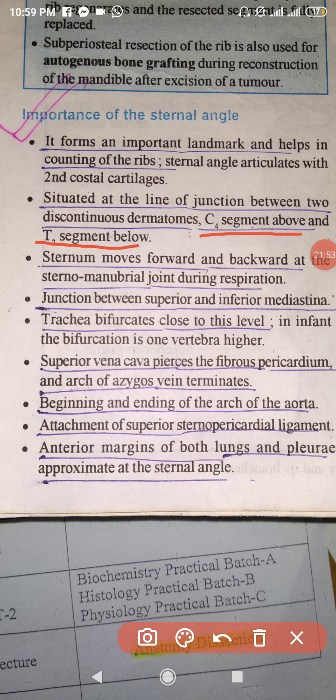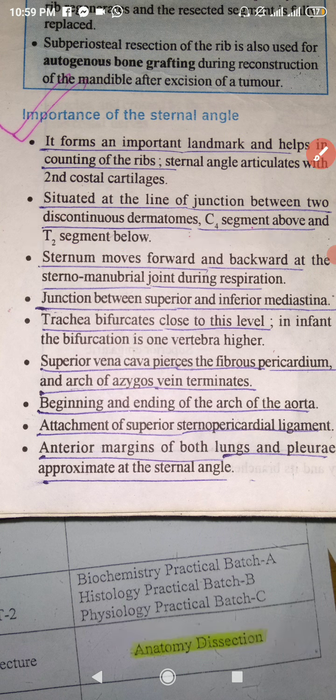So we are talking about the dermatomes. A dermatome is an area of the skin which is supplied by a single spinal nerve root. So above the sternal angle, you will find the C4 dermatome. That means all kinds of sensation in the area above the sternal angle are supplied by the C4 spinal root, and below the sternal angle it will be supplied by the T2 spinal root. That indicates a nerve root.